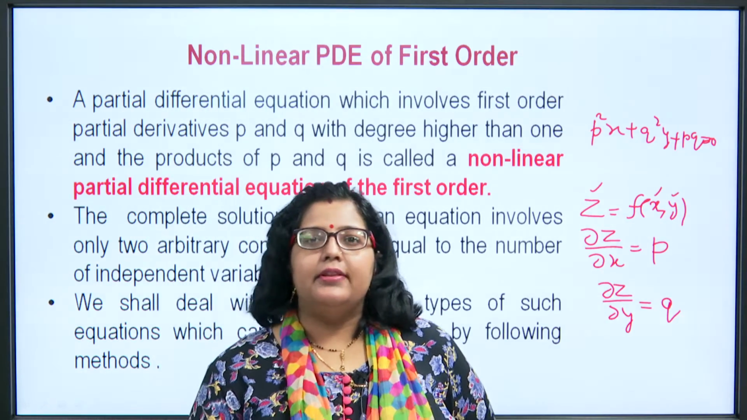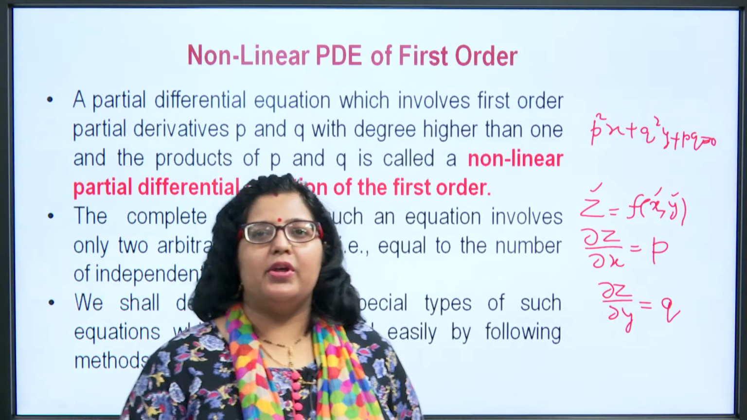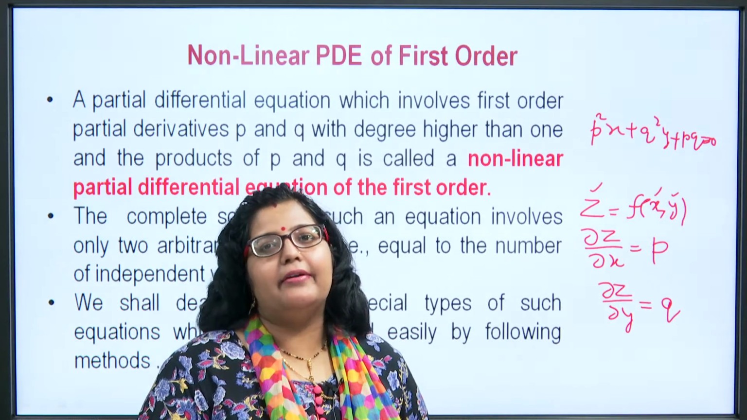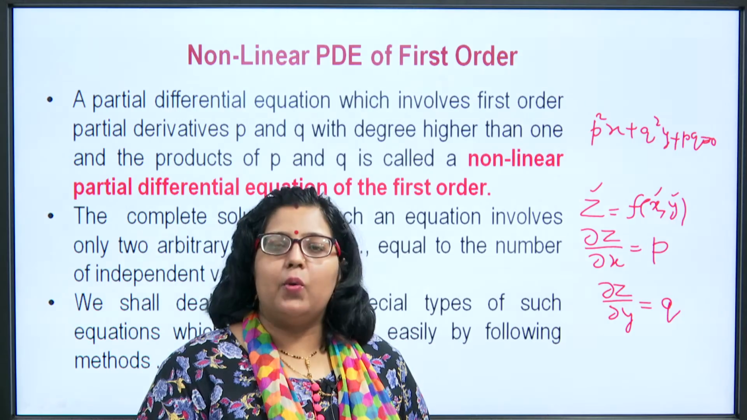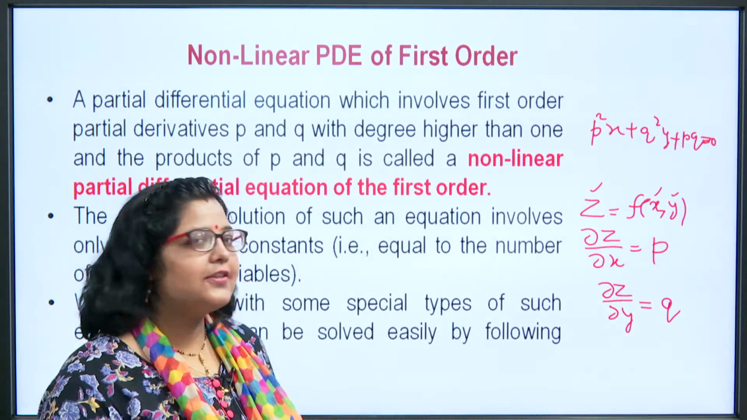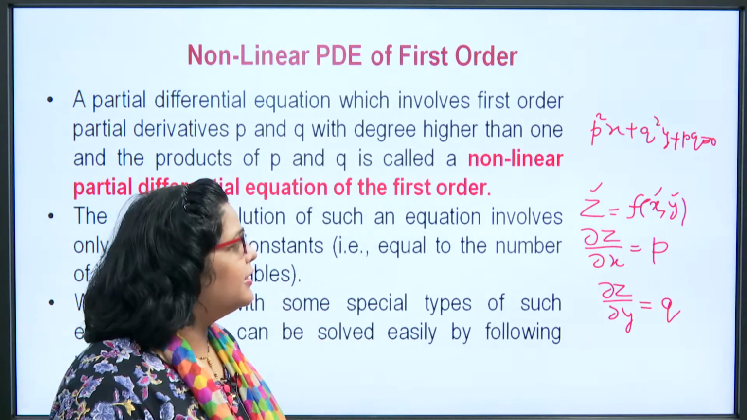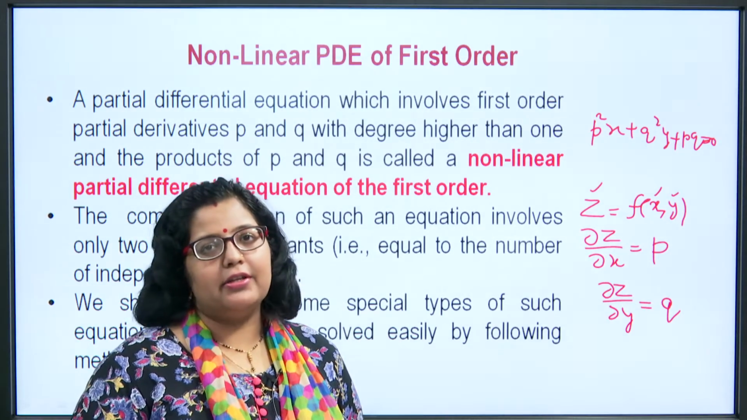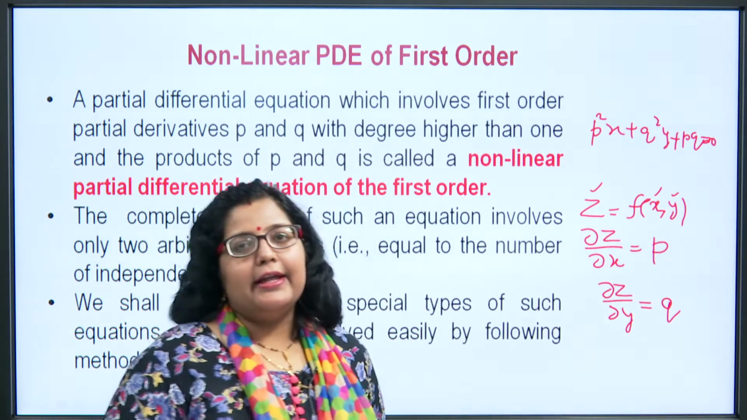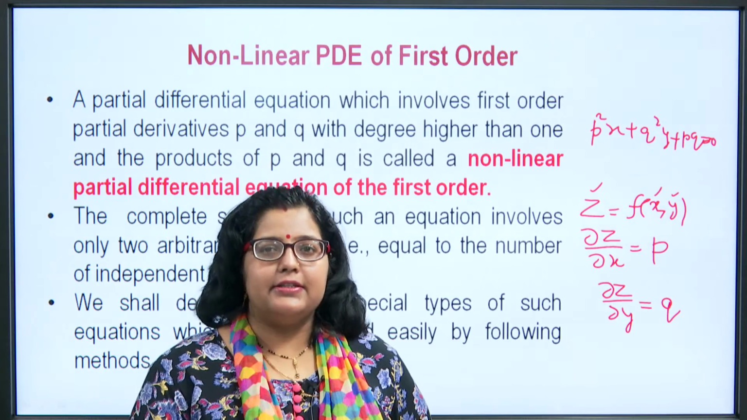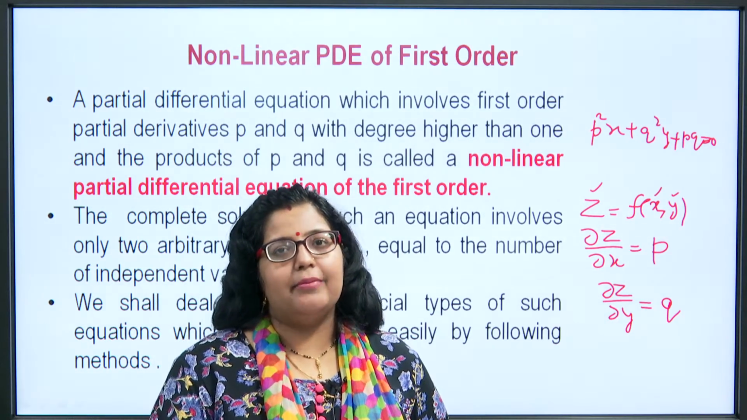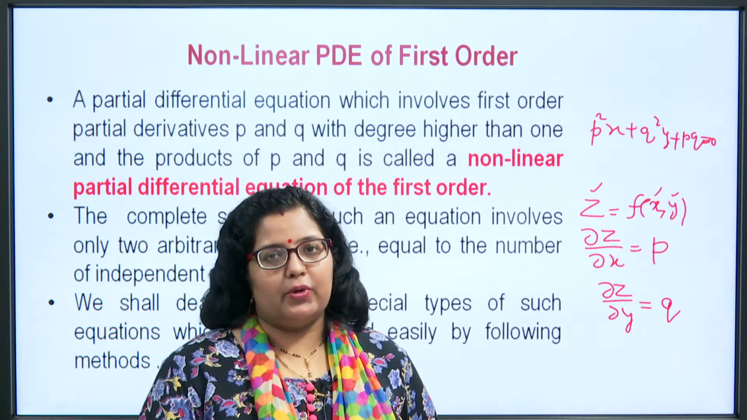The complete solution of such an equation involves only two arbitrary constants, equal to the number of independent variables. Here z is a function of x and y, two independent variables, so the equation has two arbitrary constants. In this lecture, we will discuss different types of equations and the methods to solve them.